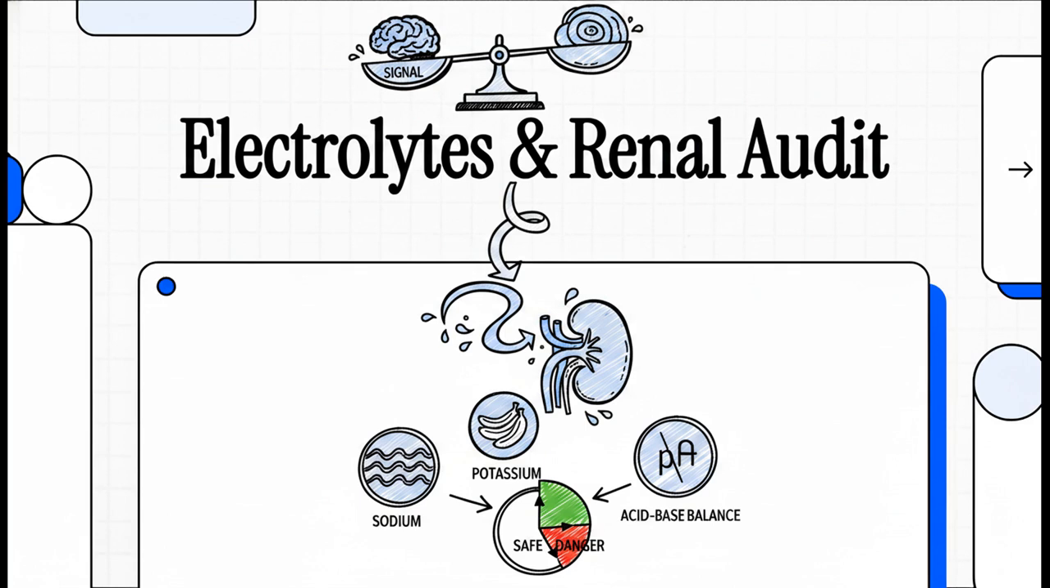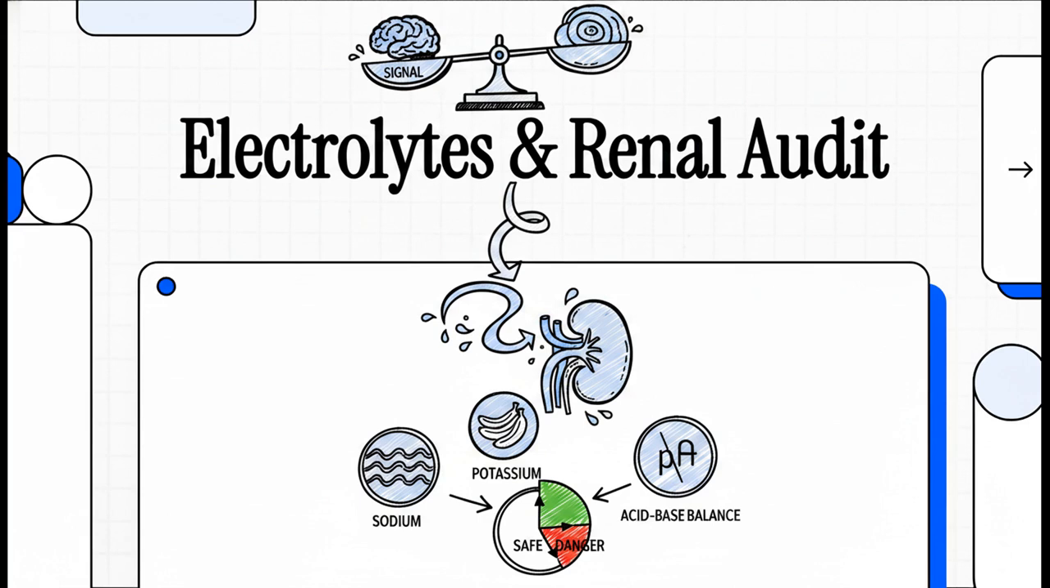Look, in the fast-paced environment of acute care, it's incredibly tempting to just react blindly to an abnormal lab value, right? You see a low number, you want to make it higher. But as we're going to see, reacting without auditing the underlying physiology can lead to absolutely catastrophic mistakes.